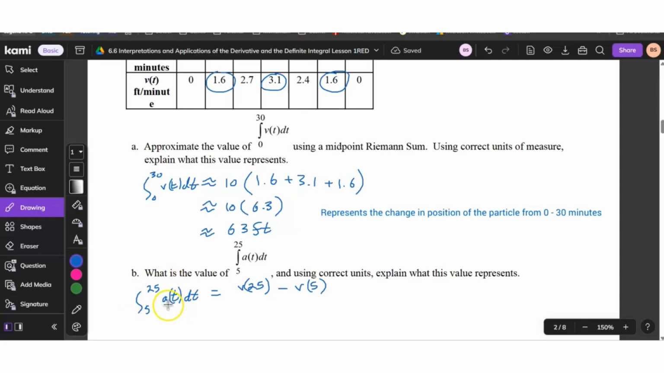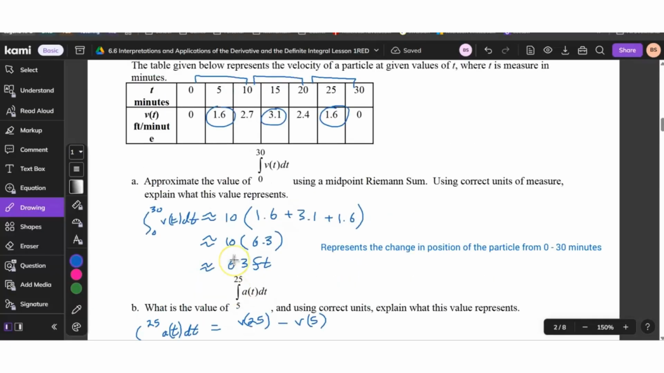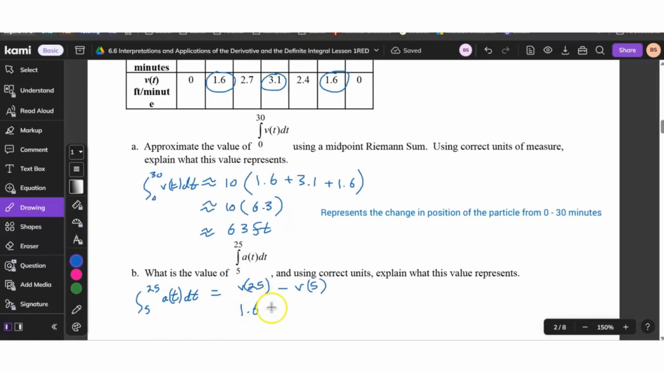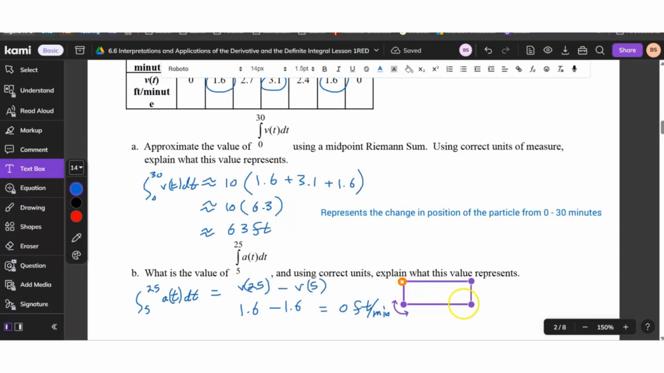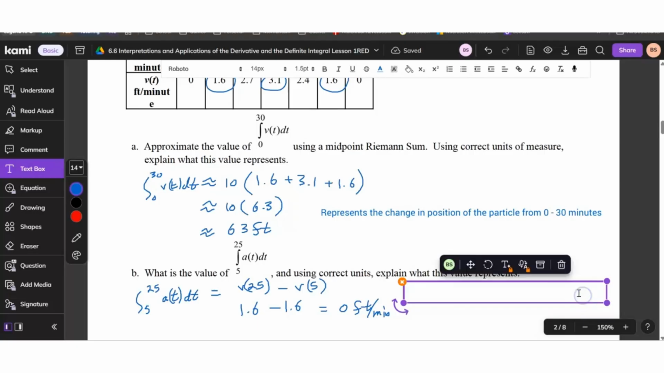Because look at this, this is not v anymore, this is a. So if we want to know the integral from 5 to 25 of the acceleration, that would be equal to the function that came before evaluated at those two bounds. This is where we've got to start reading carefully. All right, so then we can plug these in. 1.6 and 1.6, it's 0 feet per minute. What does that represent? That the velocity is the same.